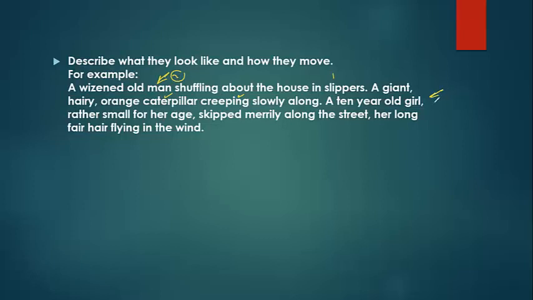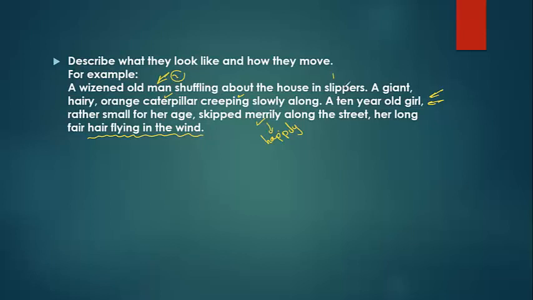Also, another character appears here: a 10-year-old girl. Yes, rather small for her age, skipped merrily. How did he describe the 10-year-old girl again? Merrily means happily. He described the way she's walking. Yes, perfect. And how she looks for her age. Exactly, her reactions while walking. And how her hair was. What do you think of this part? Her long fair hair flying in the wind.